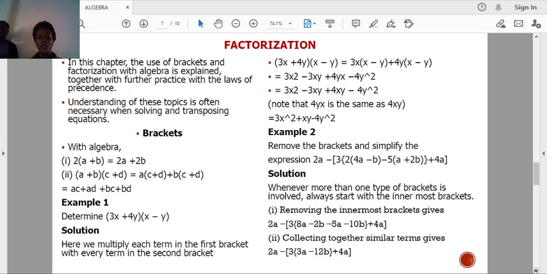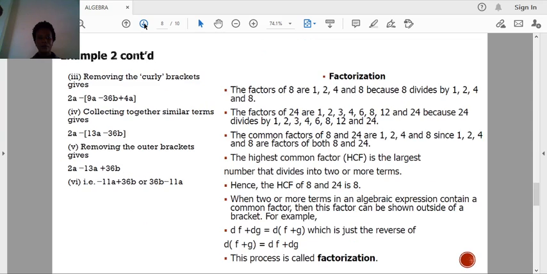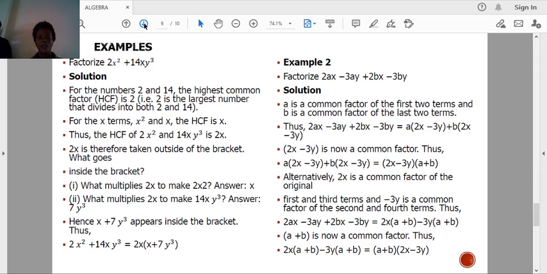So that takes us to factorization, which is basically the opposite of expansion. So when you have an expression, for example, 3x squared plus 4xy minus 4y squared, how do you reduce it? Example number 2 is there.